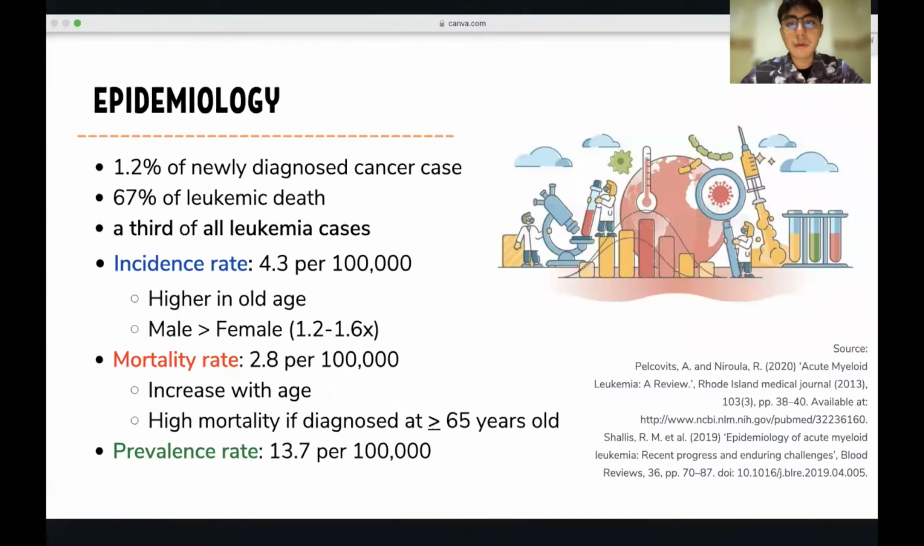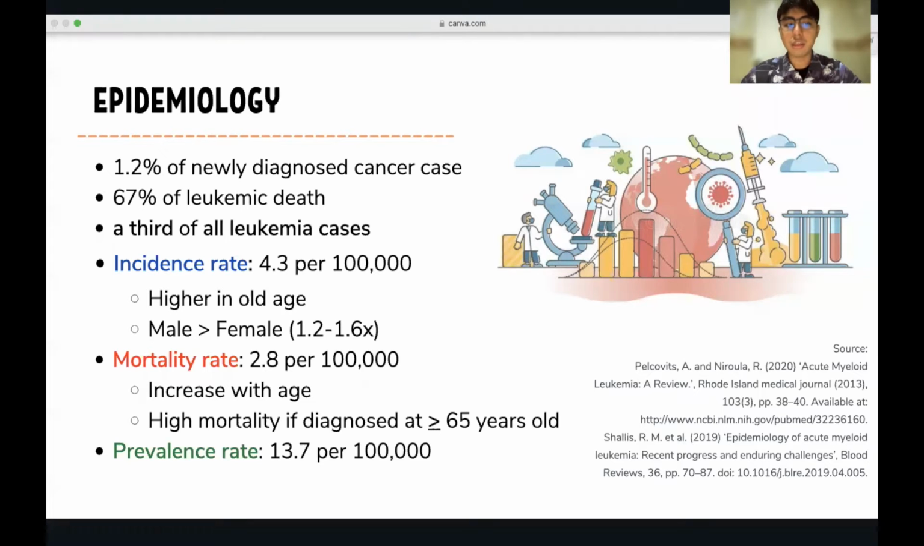200251133. The epidemiology of acute myeloid leukemia. Acute leukemia accounts for 1.2% of all newly diagnosed cancer cases. It accounts for 67% of leukemic death and a third of all leukemic cases. The incidence rate is 4.3 per 100,000.